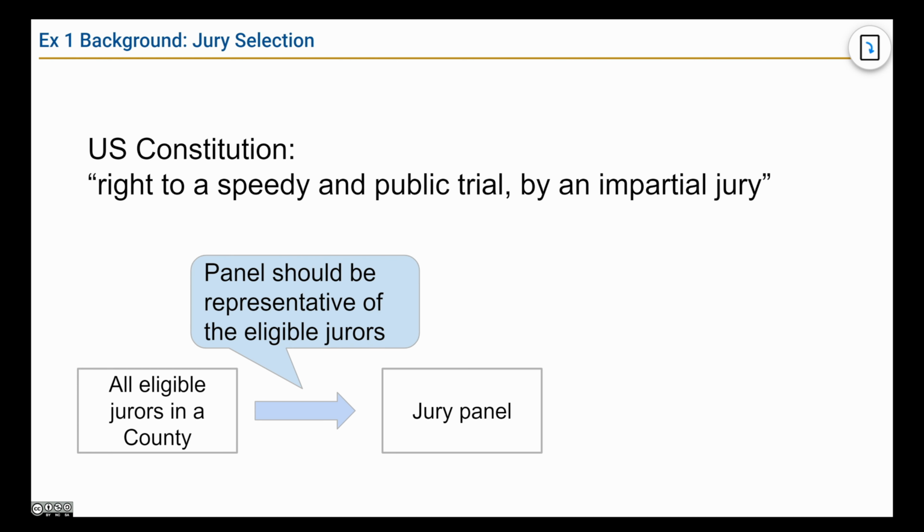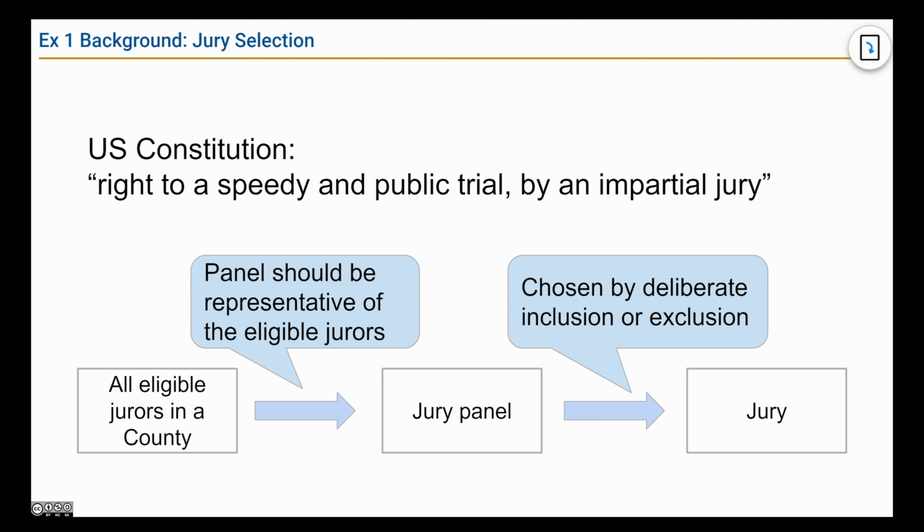This first process of getting the jury panel is supposed to provide a representative selection of the eligible jurors. Then the next process is more of a deliberate inclusion or exclusion, where lawyers on both sides of the case can decide who they want to keep or not keep for the final jury.